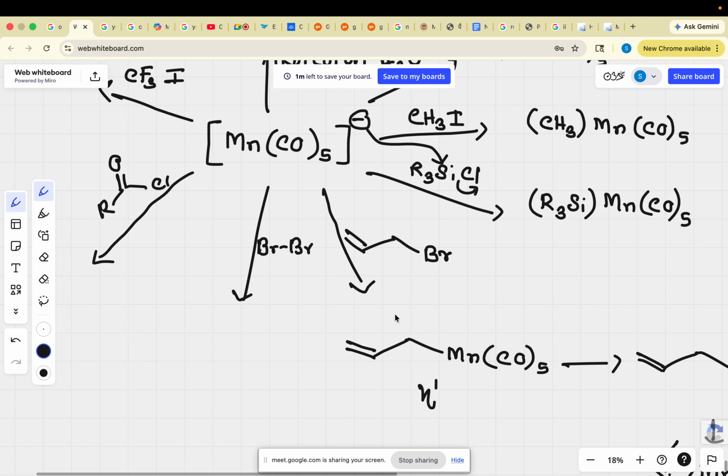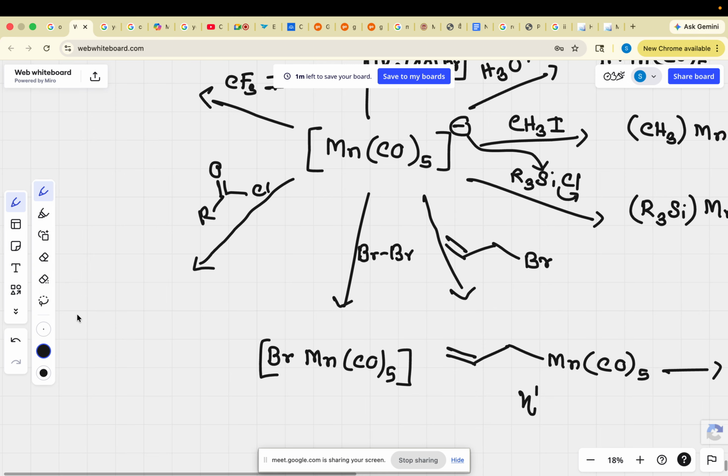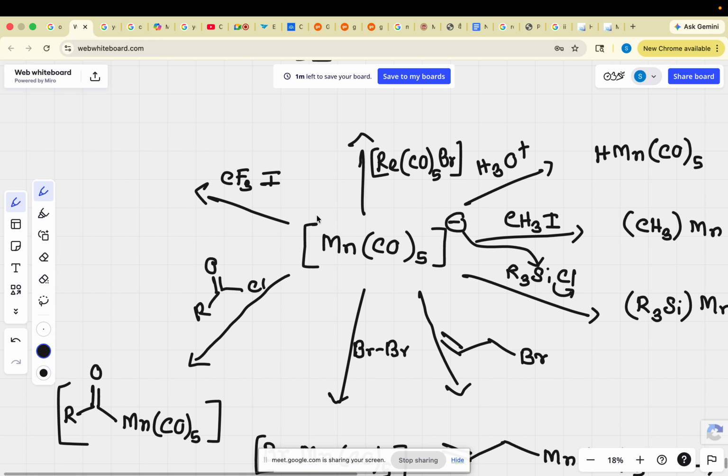If you have this reacting with bromine, you will get just bromine manganese CO whole 5. This is the compound. If you react with this acyl chloride, it will attack the carbon center: R C double bond O, manganese, and this side you have CO whole 5. If you react with CF3I, iodine will attack the carbon center.